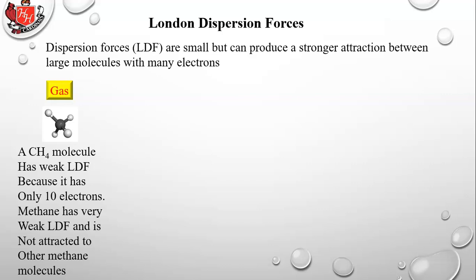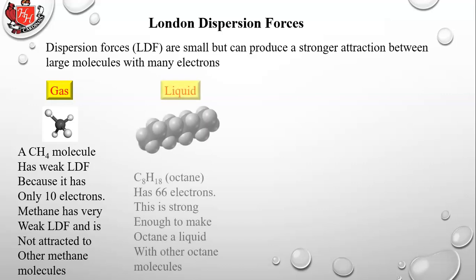So let's look at a small molecule, that's methane, CH4. A CH4 molecule has weak London dispersion forces because it has only 10 electrons. Methane has very weak London dispersion forces and is not attracted to other methane molecules, so it forms a gas at room temperature.